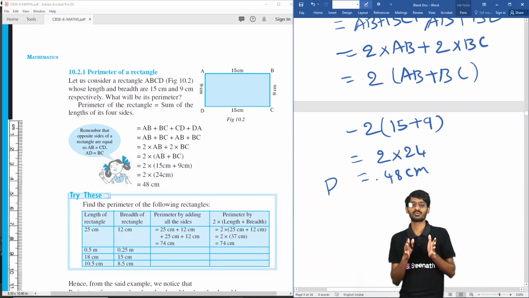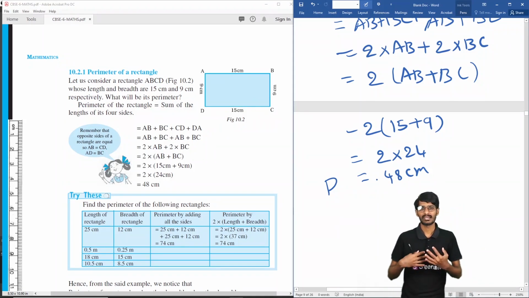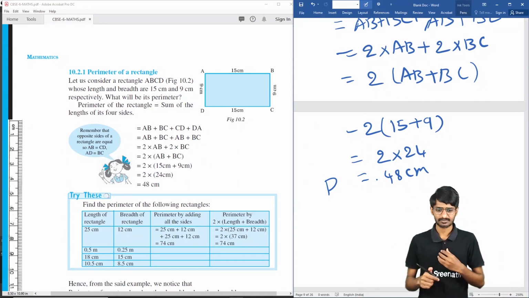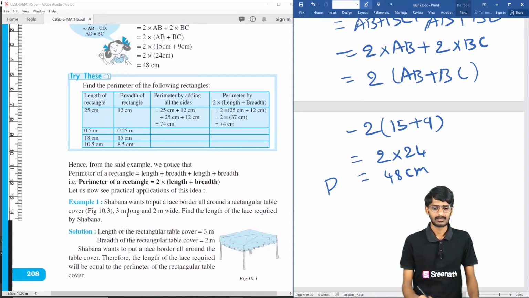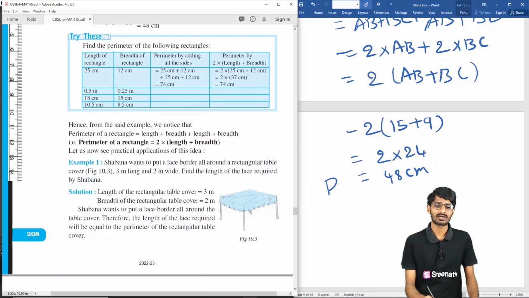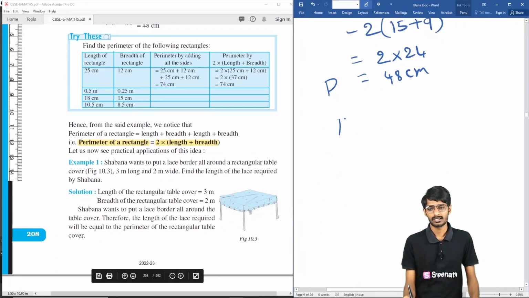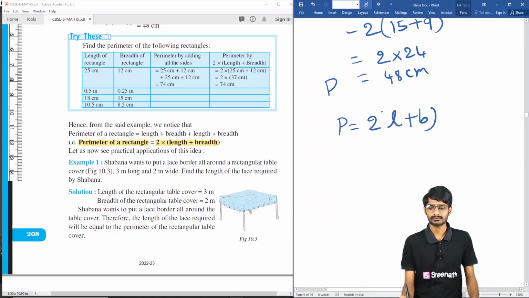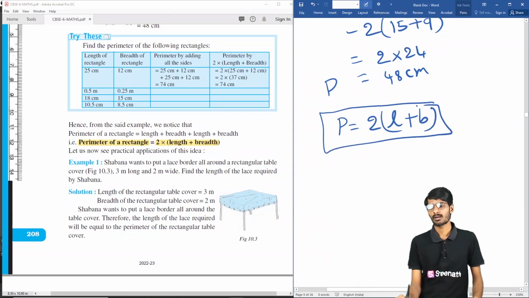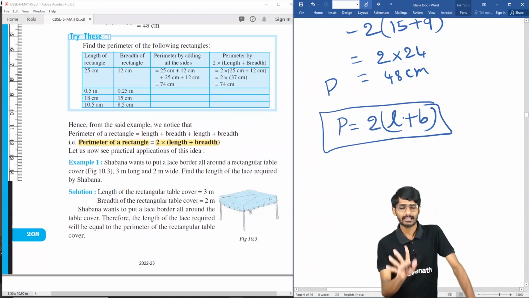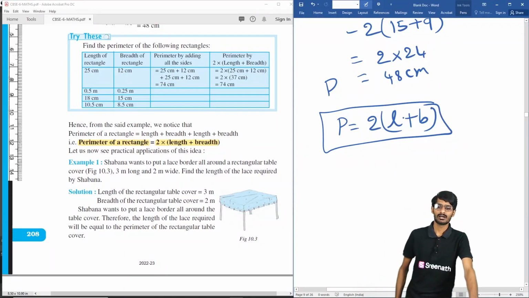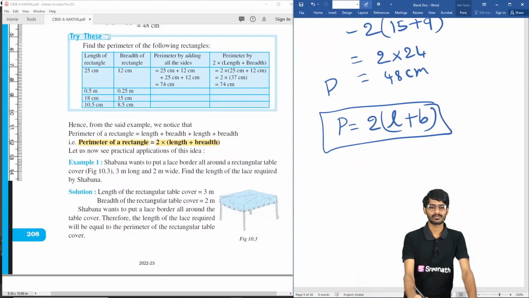So in this way, we have to find the perimeter of a rectangle, students. Okay. So finally, the formula for the perimeter of a rectangle is 2 into length plus breadth. So P equals 2 into L plus B. This is the formula of the perimeter for a rectangle only. Okay, students, we will do some problems here.